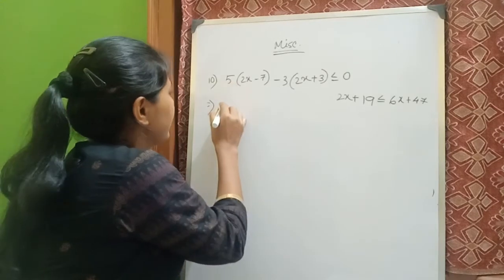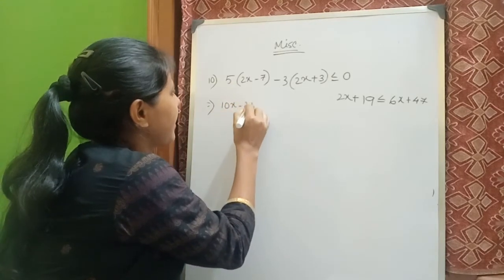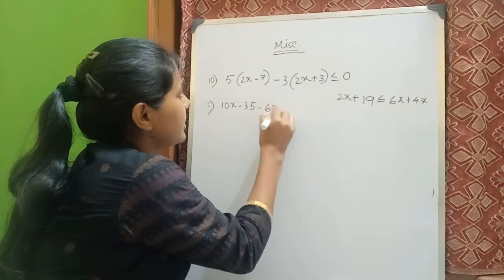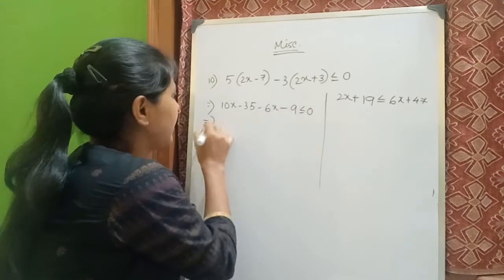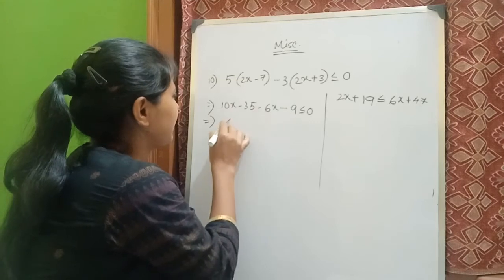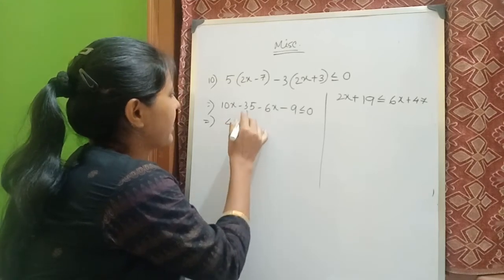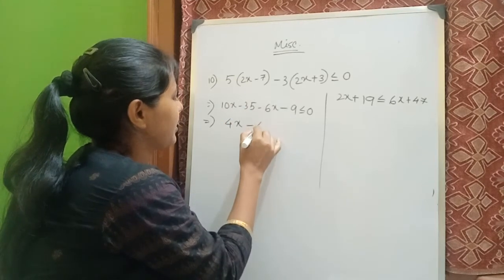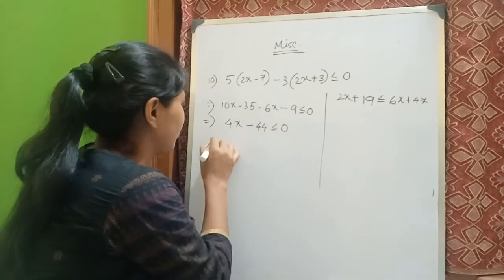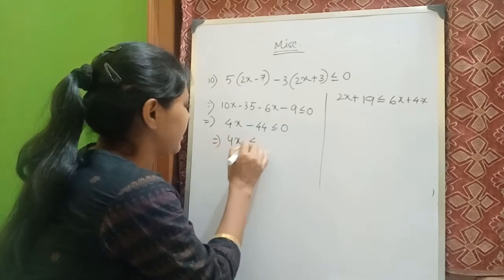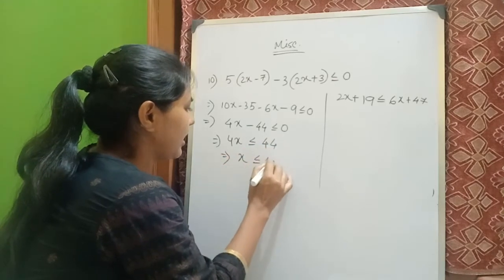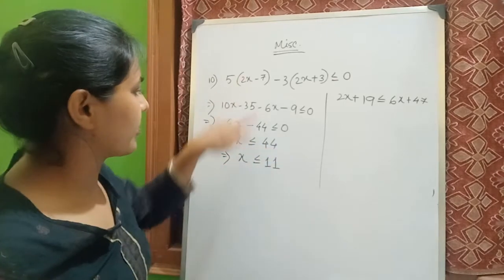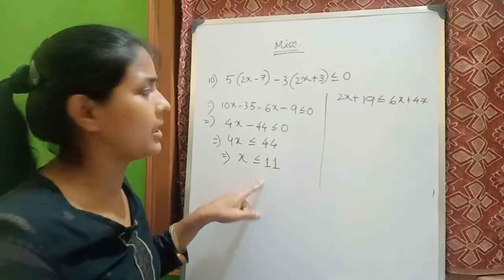This one first. So it's 10x minus 35 minus 6x minus 9 less equals to 0. And then 10x minus 6x, that means 4x, minus 35 minus 9, that means 44, less equals to 0. So it's ultimately 4x less equals to 44. That means x less equals to 11. From the first one we have got x less equals to 11.